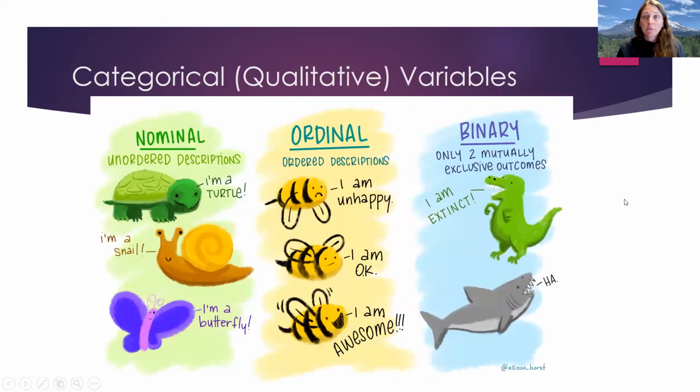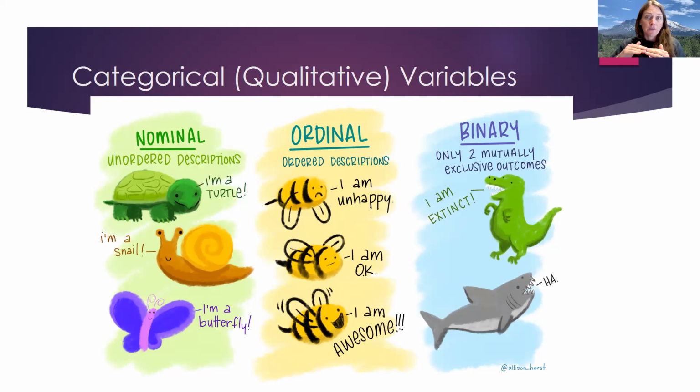Another kind of variable would be qualitative. And these are more like categories of things. So for example, a nominal variable is like a name. So turtles versus snails versus butterflies. Those would be different variable types of animals, and you would use a category to describe them. You could also have some kind of ordering there between like, I'm unhappy, I'm okay, I'm awesome, right? So those are categories, but they're also on a scale, they're ranked.